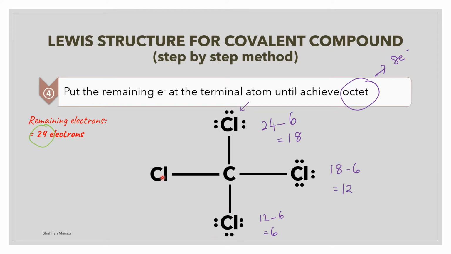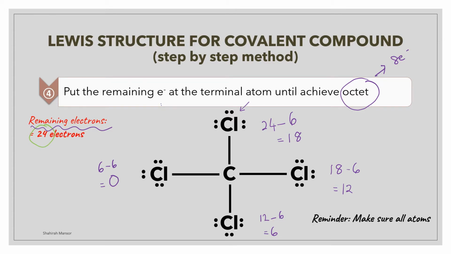So for this chlorine as well, okay, nak capai oktat kena ada 8. Again, 2 elektron dah ada. Okay, dia perlukan lagi 6 elektron. So ambil daripada mana? Ambil daripada these remaining electrons. Okay, so by doing this, 6 tolak dengan 6 dan kita ada 0 electrons left. So no more electrons left selepas kita dah distribute remaining electrons ke dalam this Lewis structure.